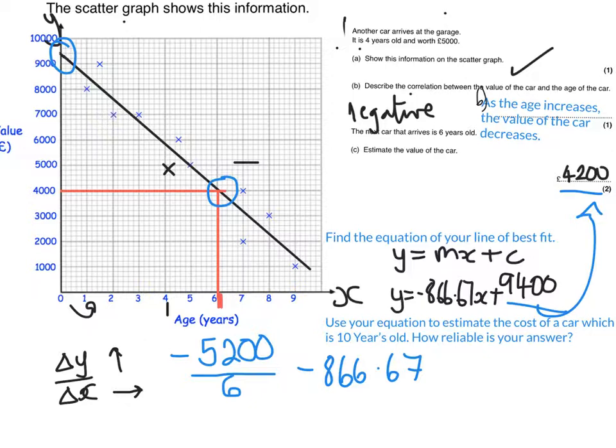Okay, the last thing I'm having a look at how to do is using my equation to estimate the cost of a car which is 10 years old. I apologise for the apostrophe, I've got no idea how it's got in there. I think it's autocorrected to that.